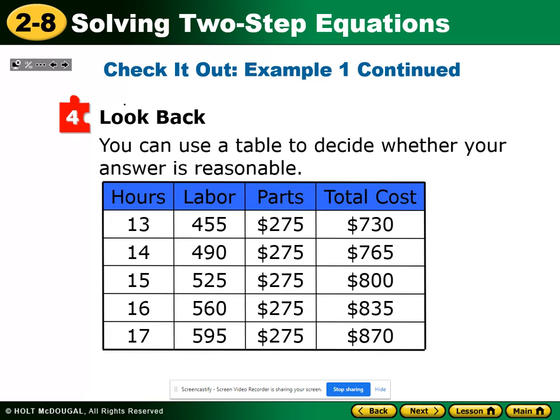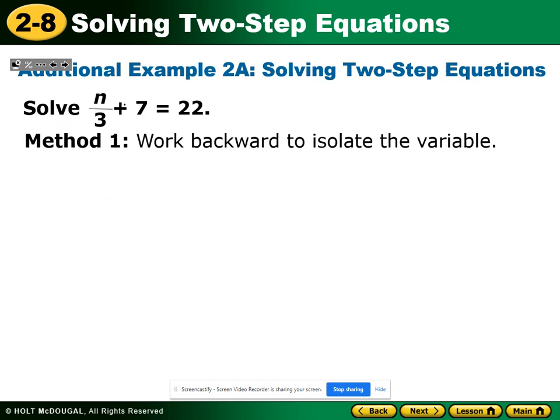All right, let's look back. For 16 hours, it would have been $835. For 17 hours, it would have been $870. Our cost was between that, so 16 and some hours works. All right. Then we work backward to isolate the variable. That is our goal.